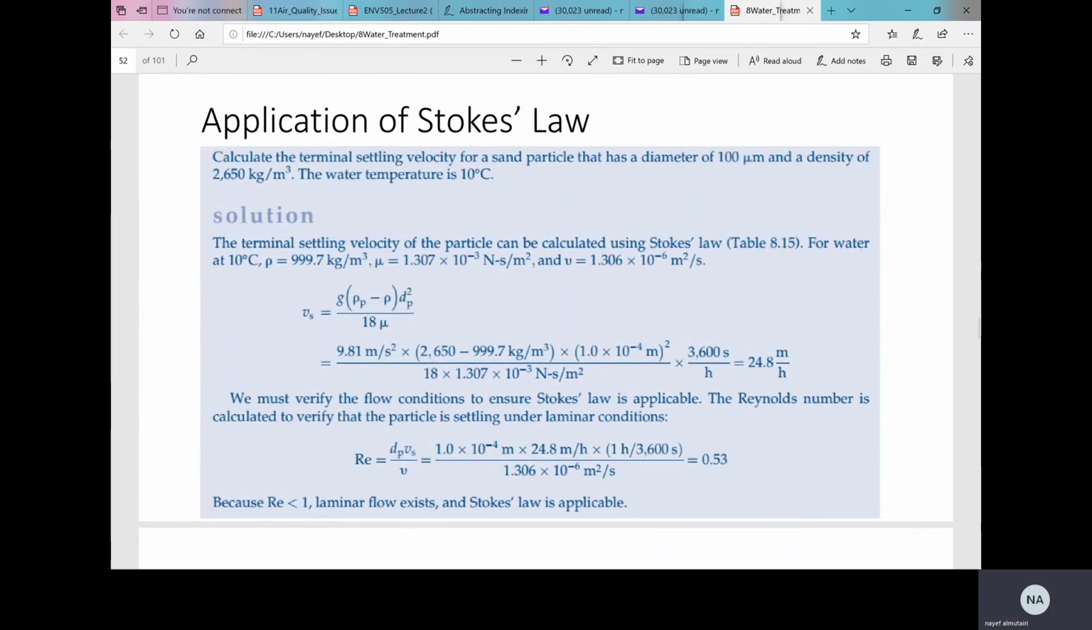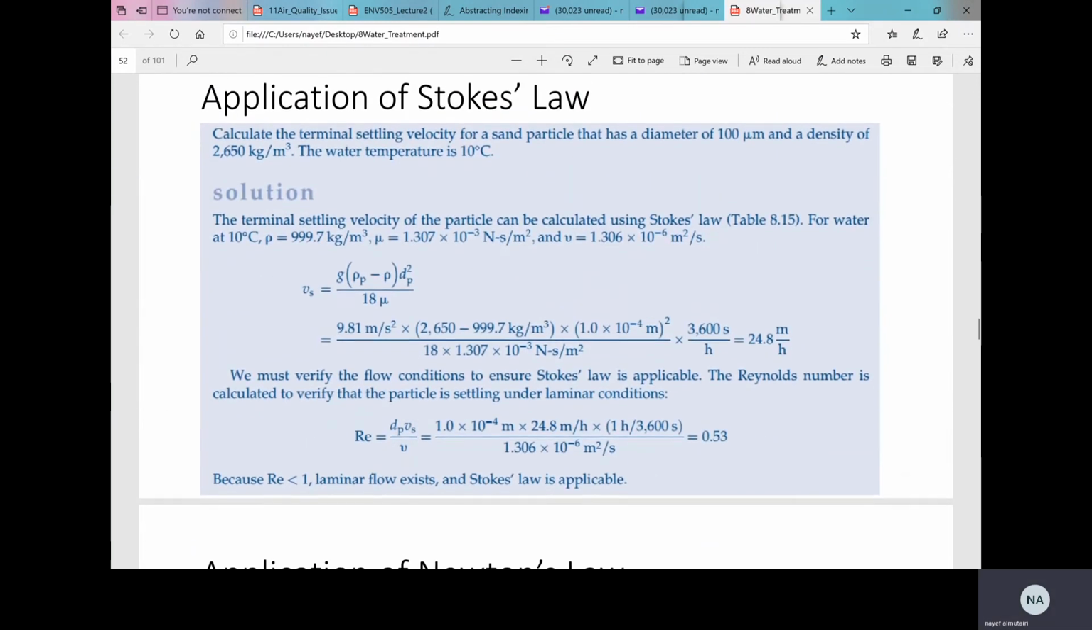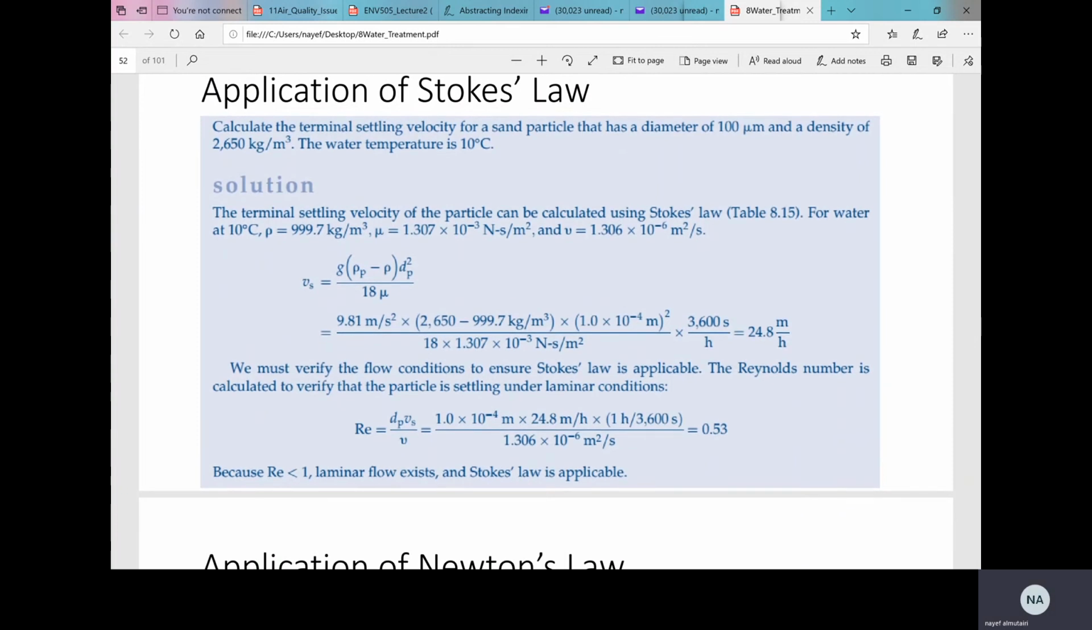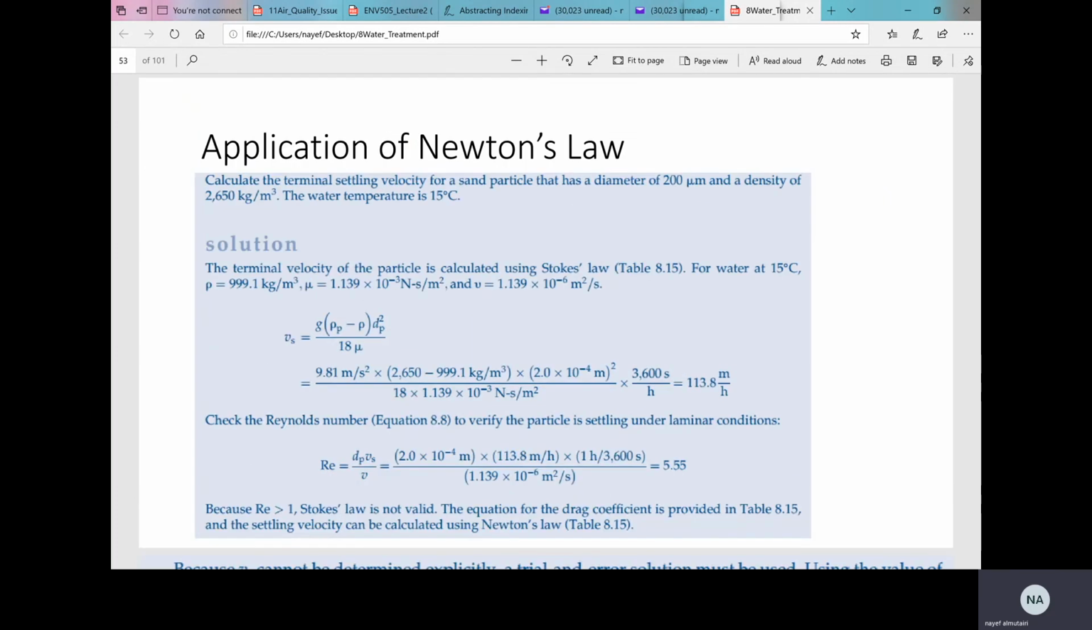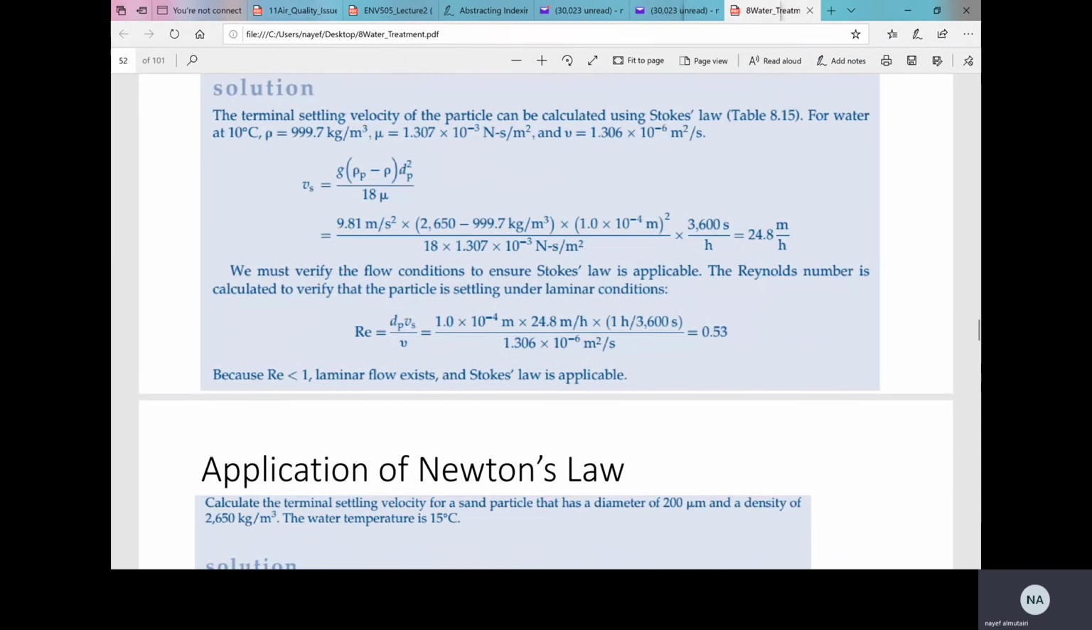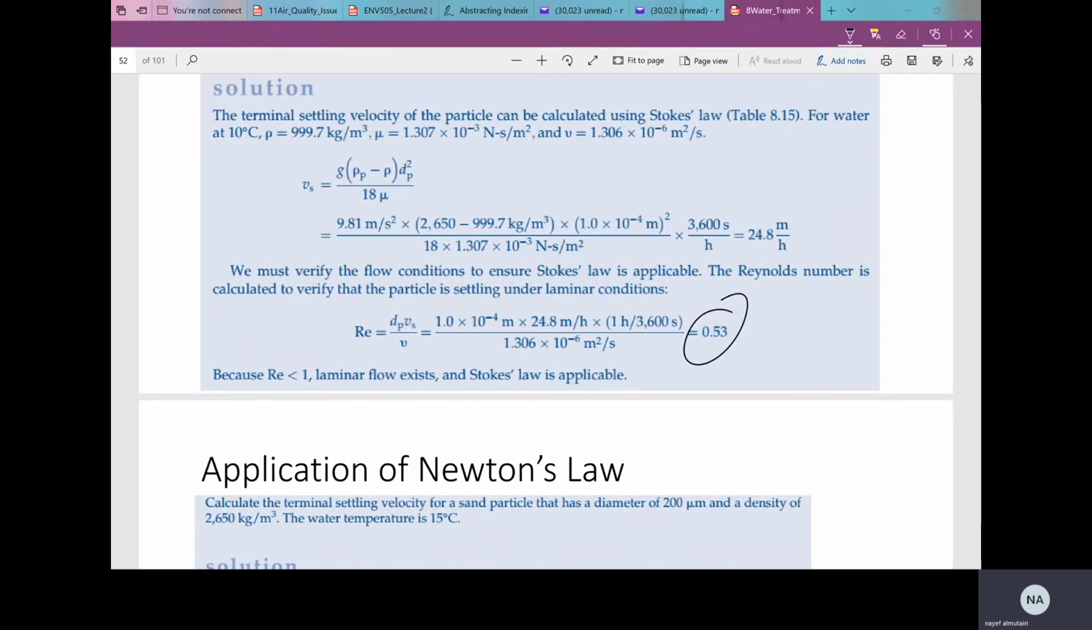So this is an example. This is a very important example to check for applying Newton's law when the check with the flow was not laminar. So you could check here. They check Reynolds number. It was less than 1. Nice. So you could apply Stokes law. So this settling velocity is applicable.